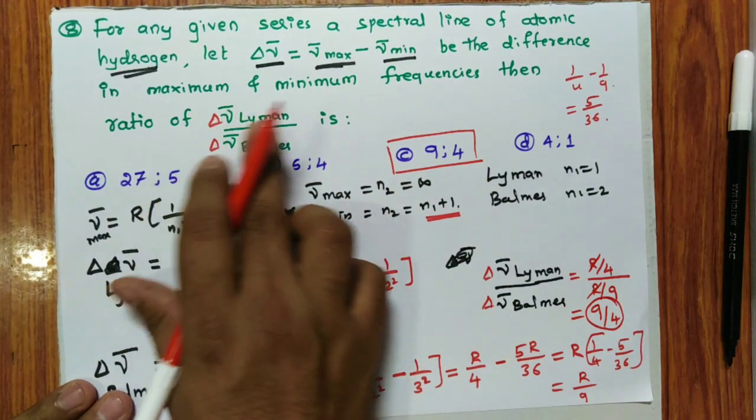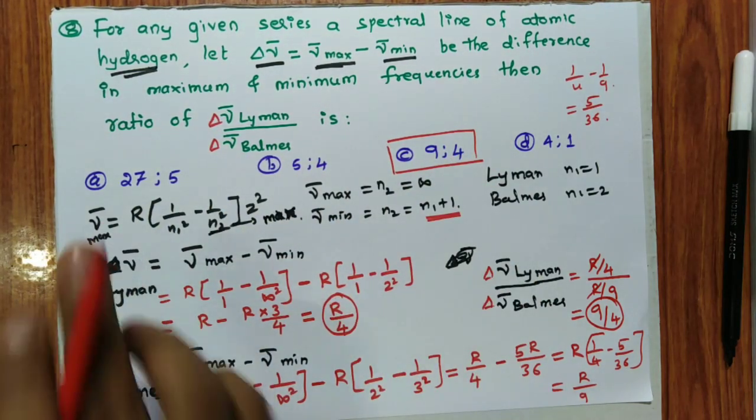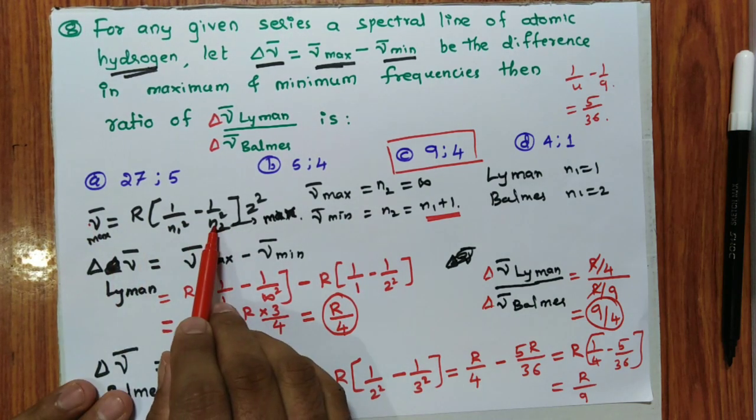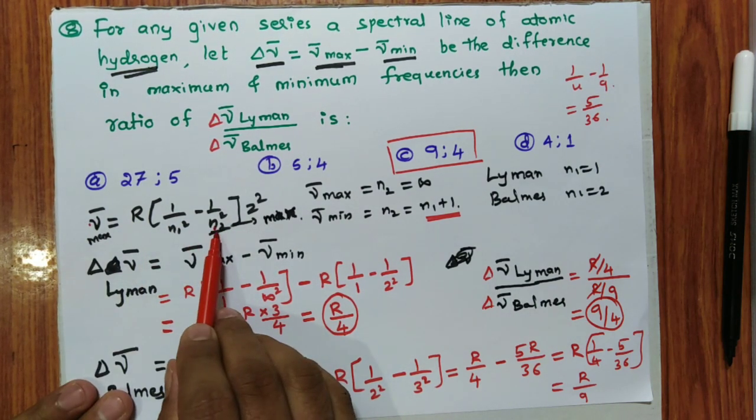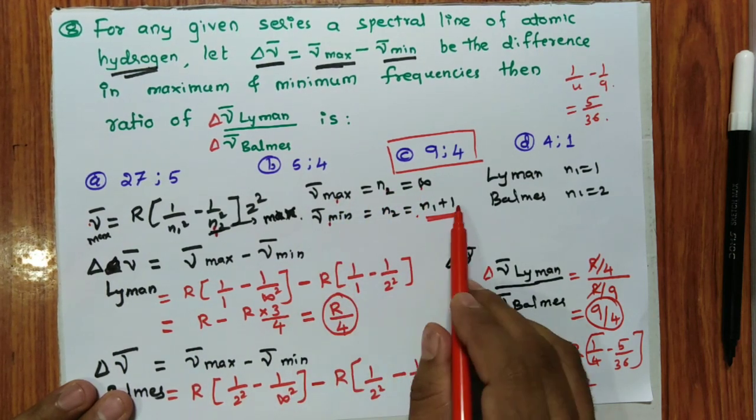They want delta nu bar of Lyman divided by delta nu bar of Balmer series. How much? So nu bar maximum, very important. If this is maximum, this should be maximum. If this is minimum, N2 should be minimum. Nu bar maximum is N2 is equal to infinity. Nu bar minimum is N2 is equal to N1 plus 1.